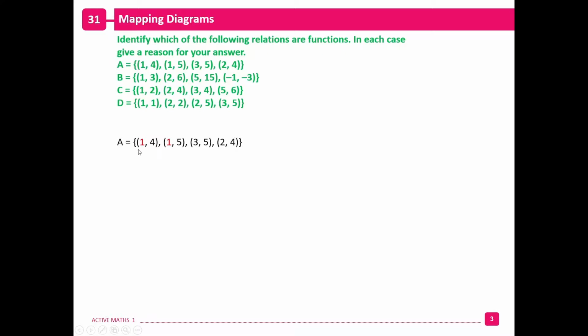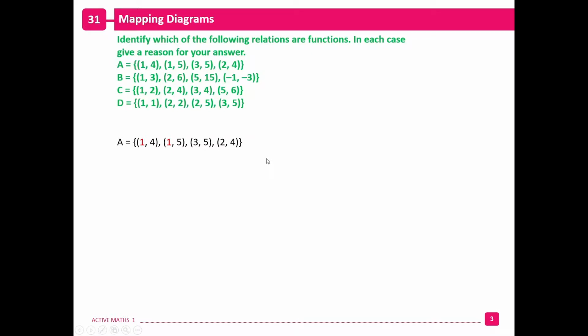So for A, we have the input 1 appearing twice, the input 3 and the input 2. It seems like our single input number 1 is resulting in two different outputs. It's a one to many. Well, that's not possible for a function.